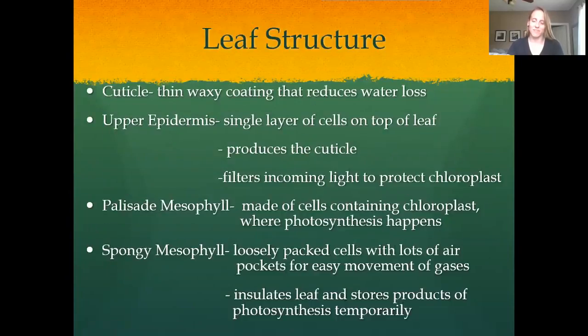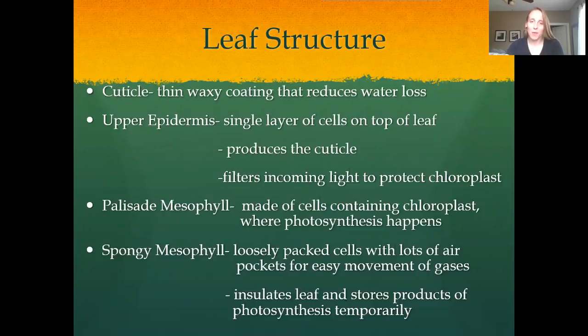So we're just going to kind of start at the top of the leaf and work our way down through the different structures that exist on the inside and then finish off with the bottom of the leaf. So the very top of the leaf is covered in something called the cuticle, which is a thin waxy coating that helps to reduce water loss.